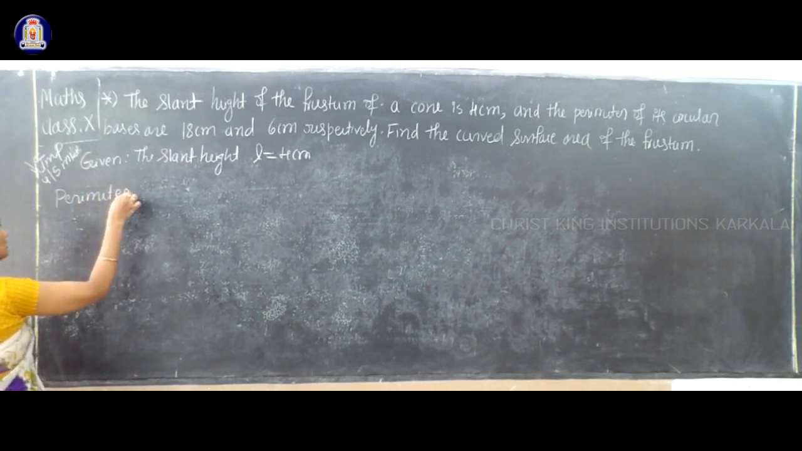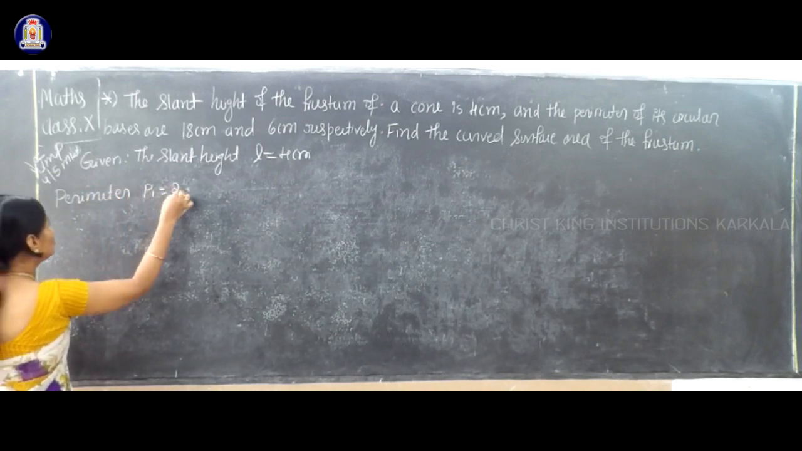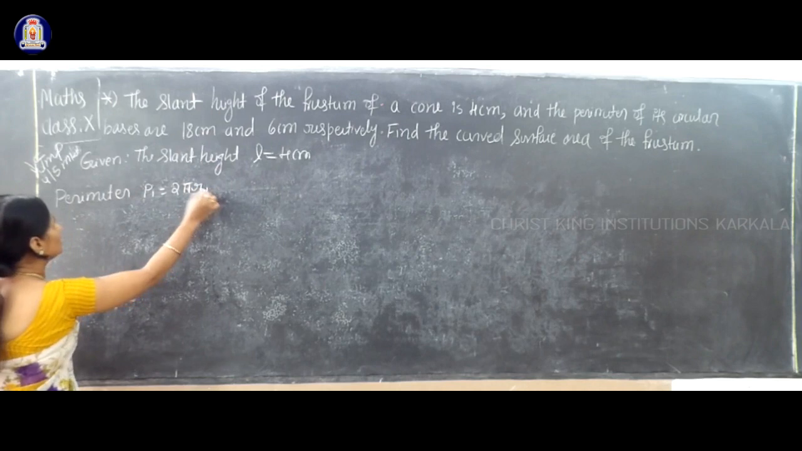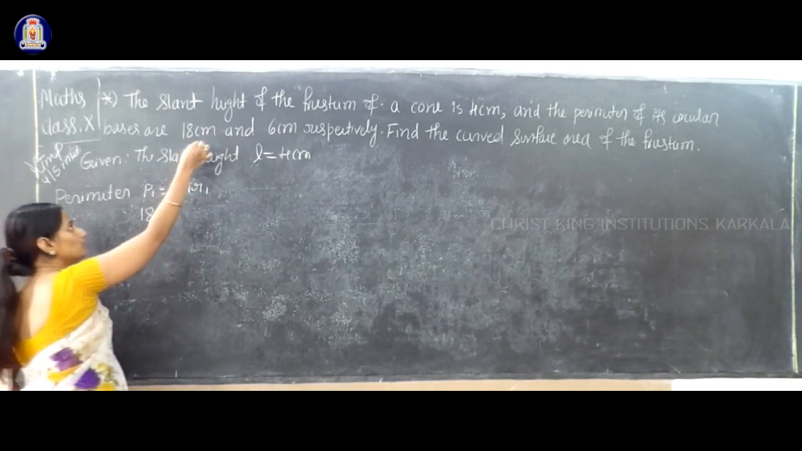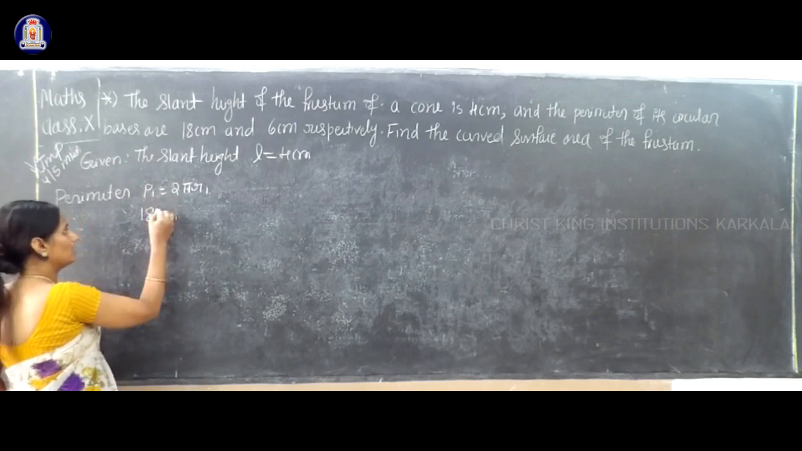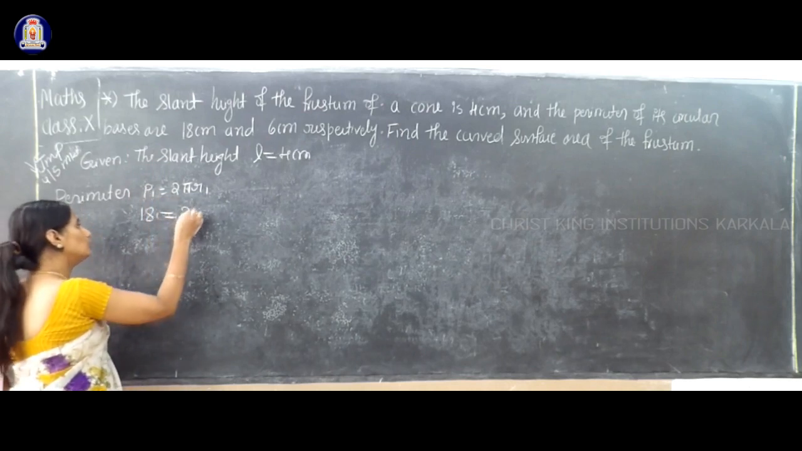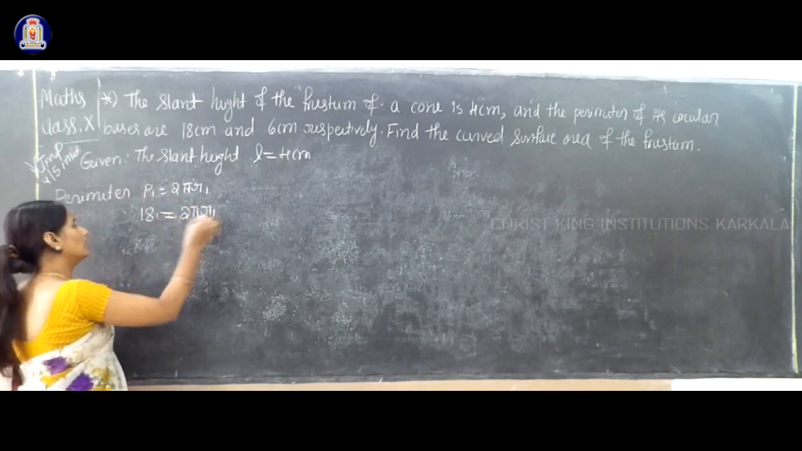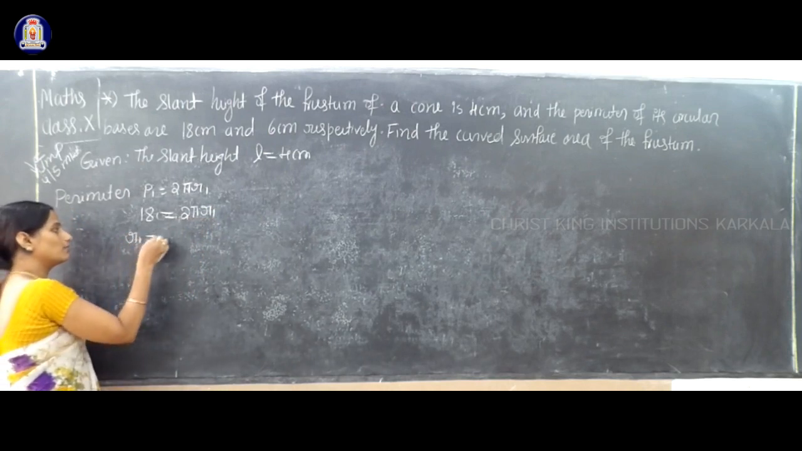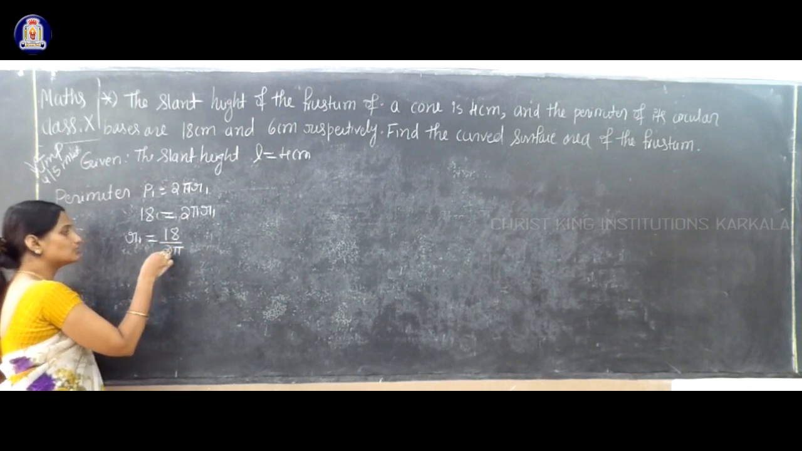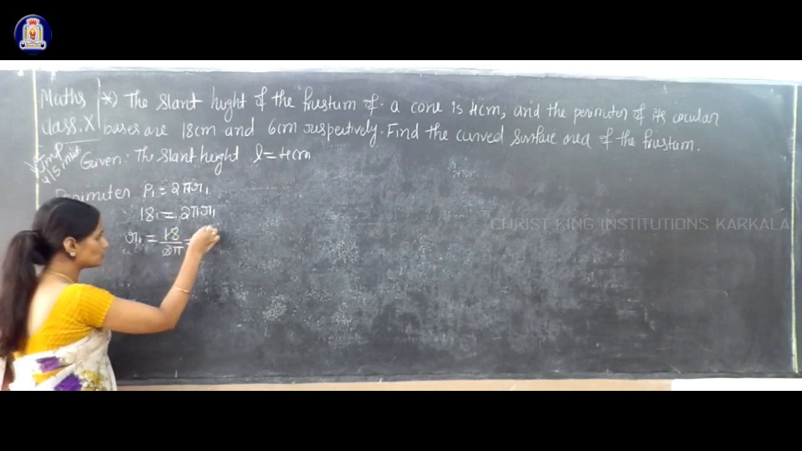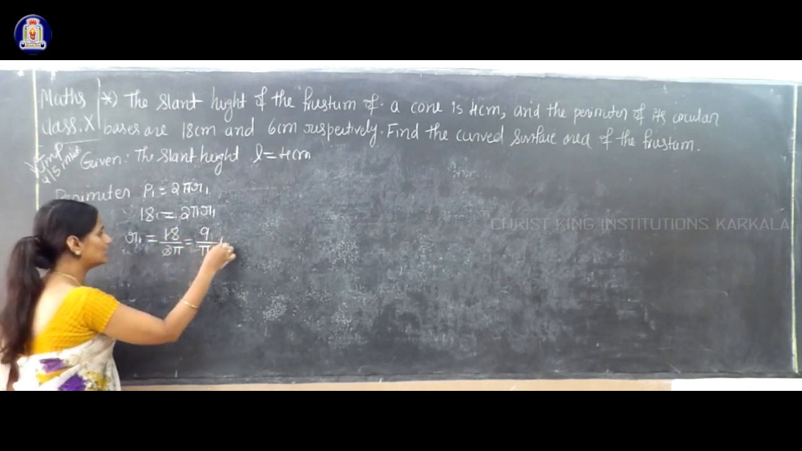So perimeter P1 is equal to 2 pi R1. So what is the perimeter? 18 centimeter for the first circle, which is equal to 2 pi R1. So what is R1? R1 is equal to 18 divided by 2 pi. 2 ones are 2, 2 nines are 18. So it is 9 by pi centimeter.